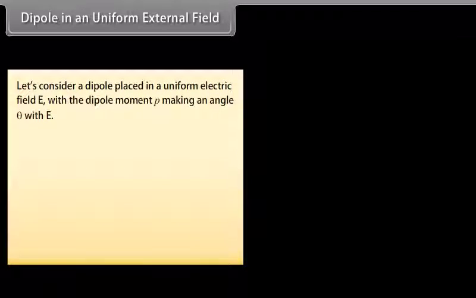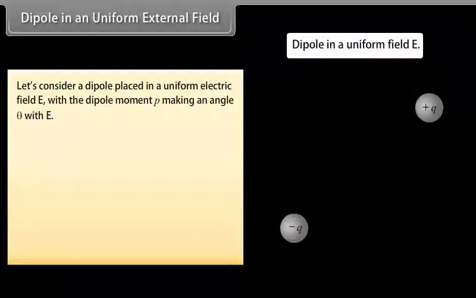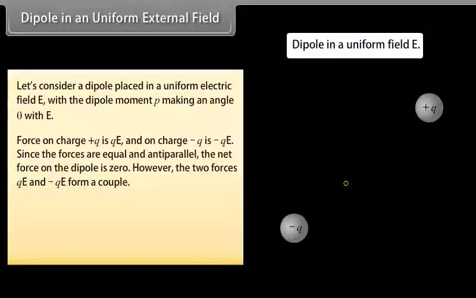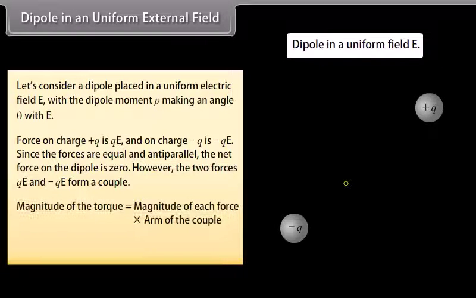Dipole in a uniform external field. Let's consider a dipole placed in a uniform electric field E, with the dipole moment P making an angle theta with E. Force on charge plus Q is QE and on charge minus Q is minus QE. Since the forces are equal and anti-parallel, the net force on the dipole is 0. However, the two forces QE and minus QE form a couple. Magnitude of the torque is equal to magnitude of each force into arm of the couple. This equation can be written as tau is equal to the cross product of P and E.